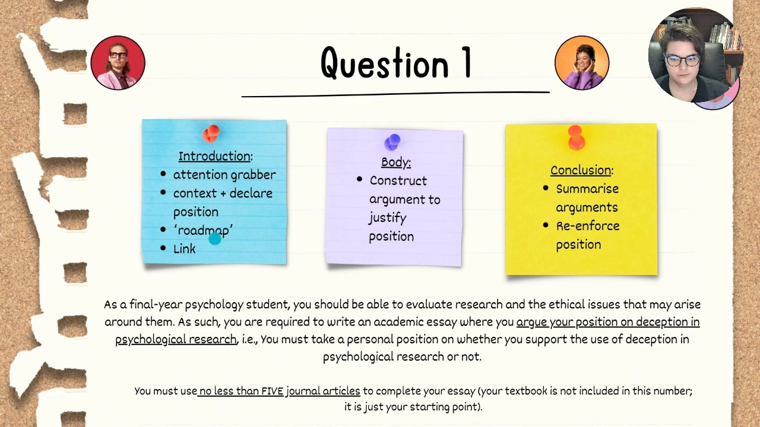Then with the rest of your introduction, you provide a little roadmap for your reader. So, if you've got 3 main points, you say this essay will discuss the following points, and you can list them. You just give that kind of roadmap so that your reader, before they even embark on the rest of your essay, knows exactly how you are going to construct your arguments. And then you end off your introduction with a link to your first paragraph.